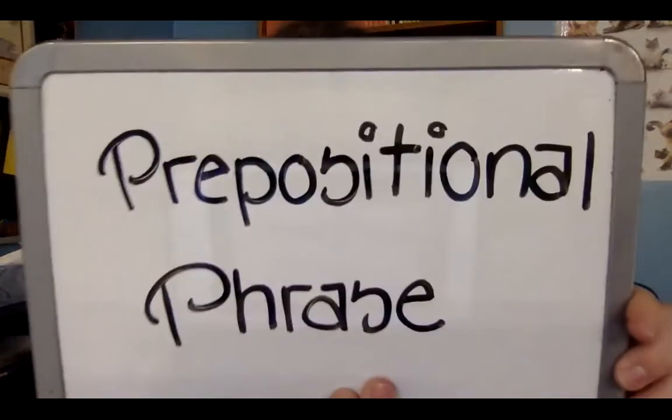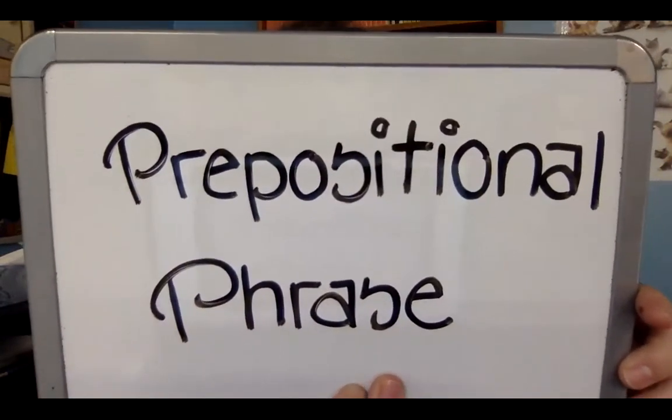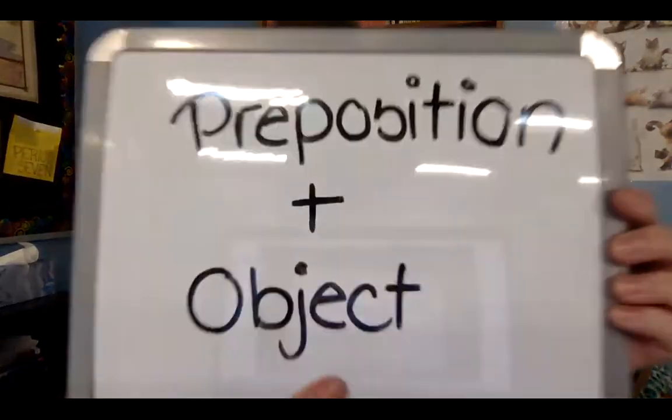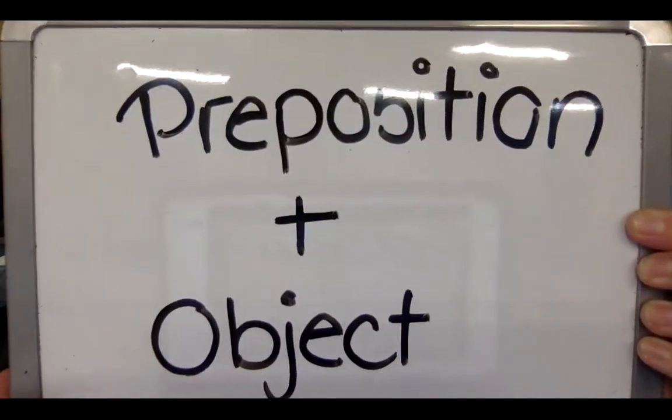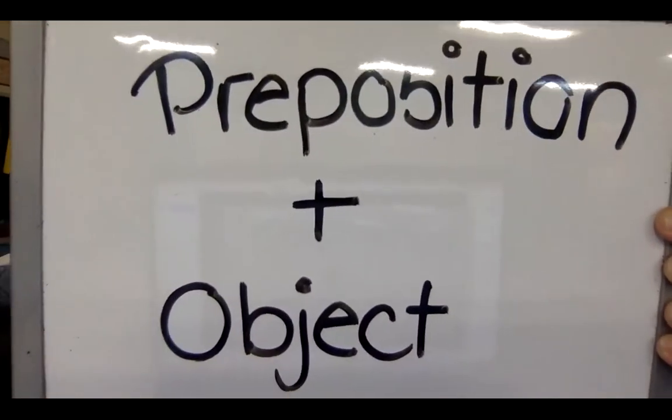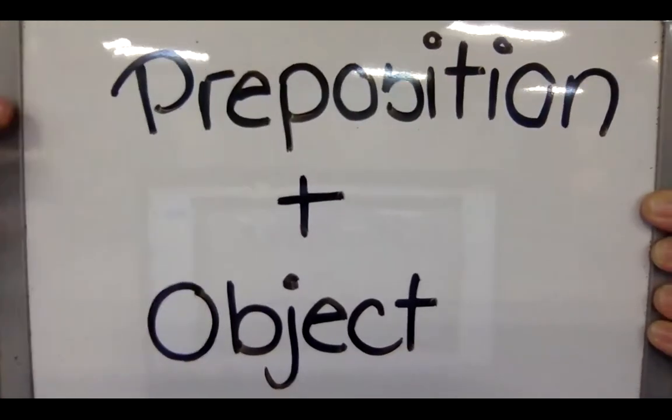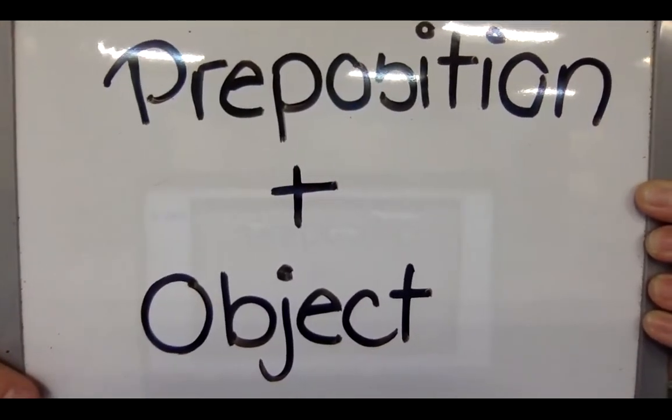And one other term you have to be aware of is prepositional phrase. And that is the preposition plus the object at the end of the sentence. Again, that's that word that the preposition is connecting to the noun or the pronoun more towards the beginning. The preposition plus the object of the sentence.